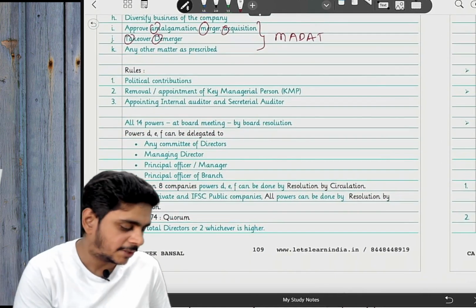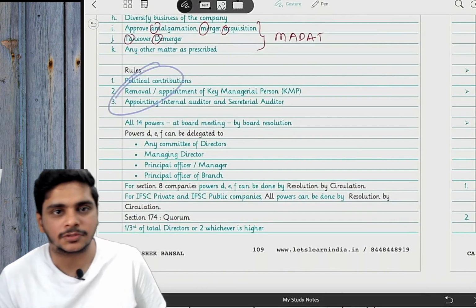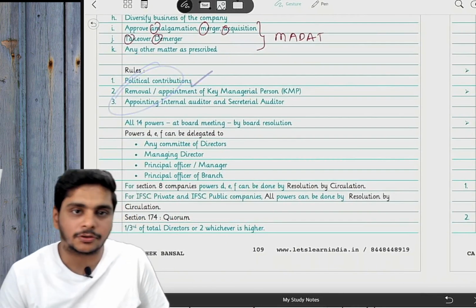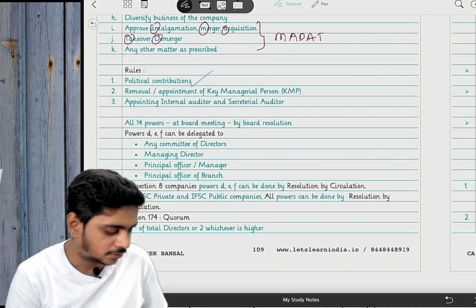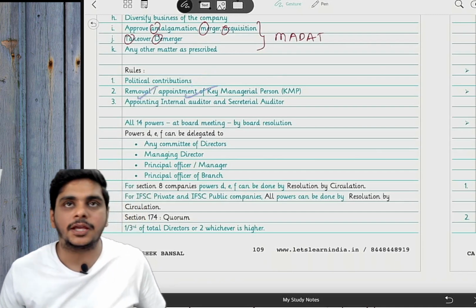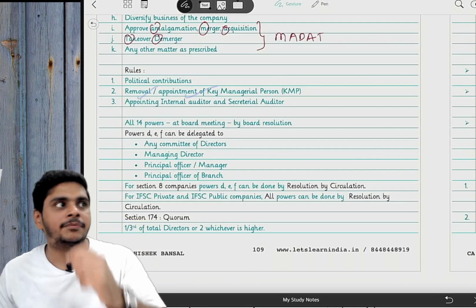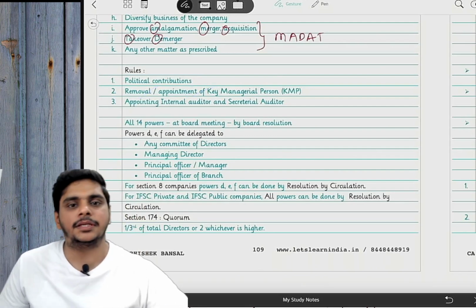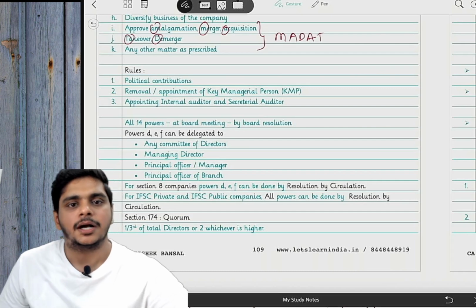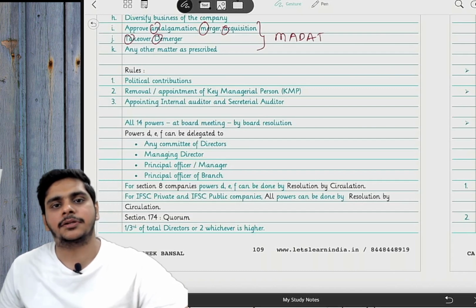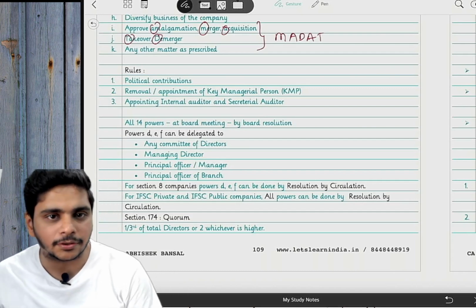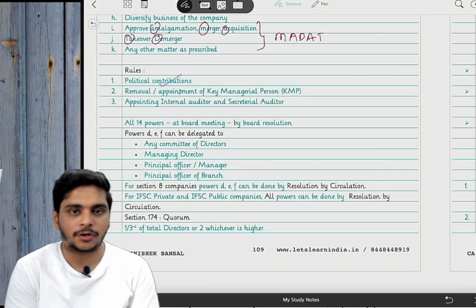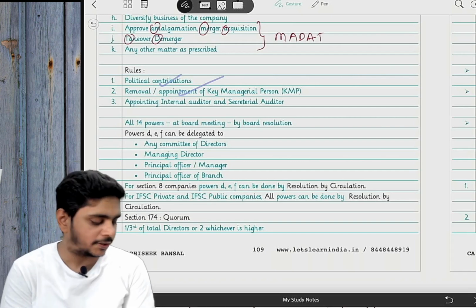Now, 3 powers of the rules. Number 1, political contribution. Number 2, appointment and removal of KMP. KMP means key managerial person. Then third, appointing the internal auditor and secretarial auditor. So: political contribution, appointment and removal of KMP, and appointment of internal auditor and secretarial auditor.